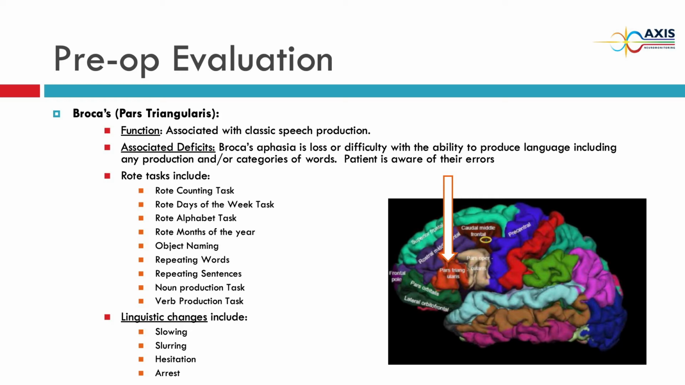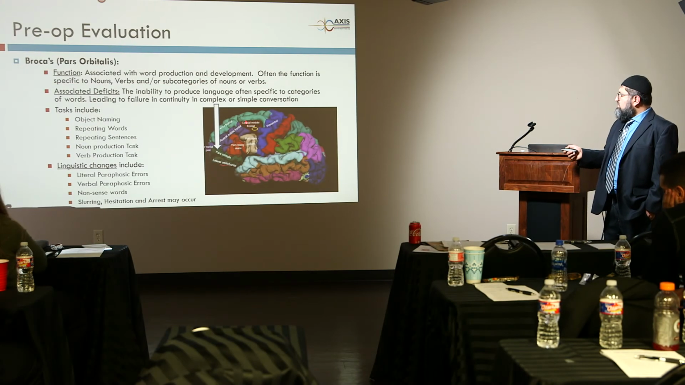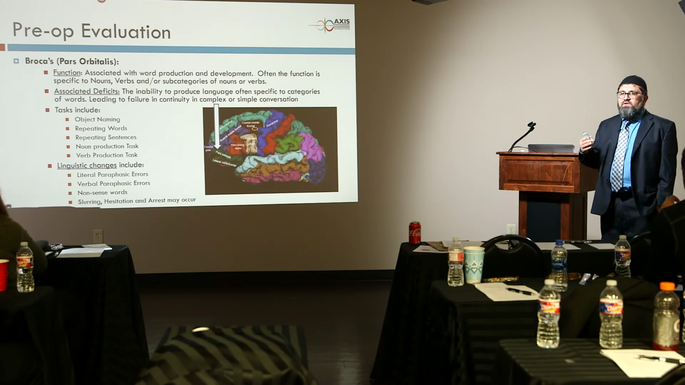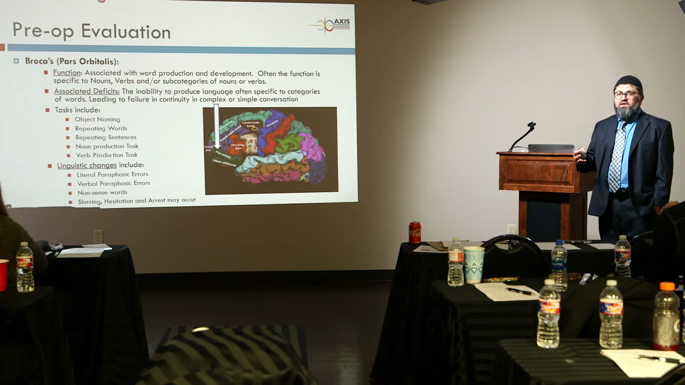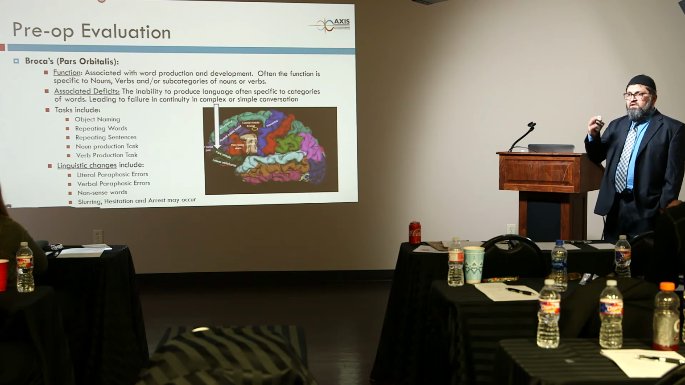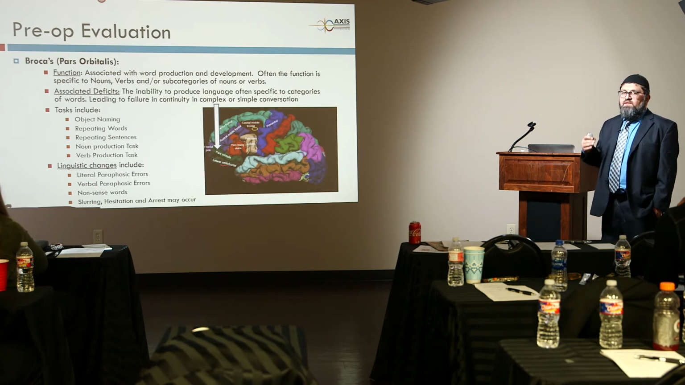Pars orbitalis, which is most anterior, the function is associated with word production and development. Often the function is specific to nouns, words, and subcategory of nouns. So this area is more specific to nouns and verbs. So if you want to test them, you ask them, okay, what are the favorite pizza toppings? Okay, cheese, pepperoni, chicken, grill, whatever. And then we make sure we name that.